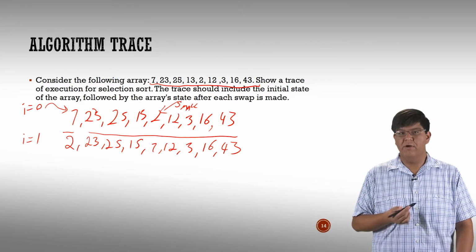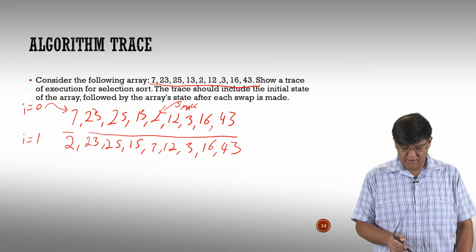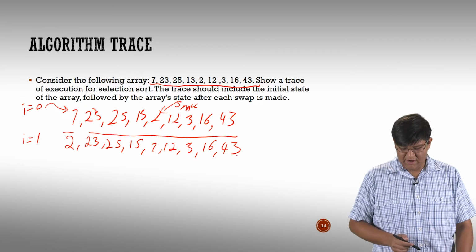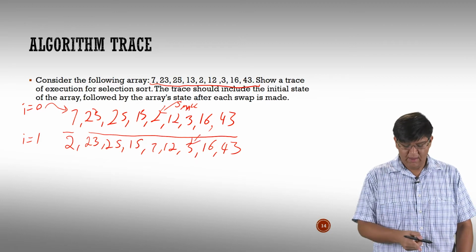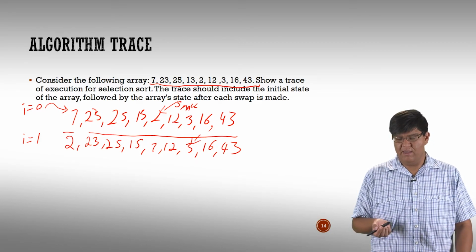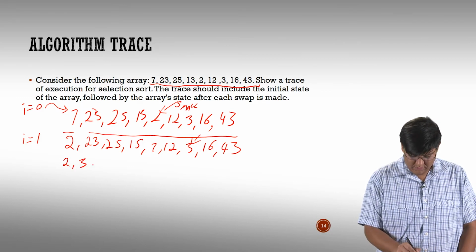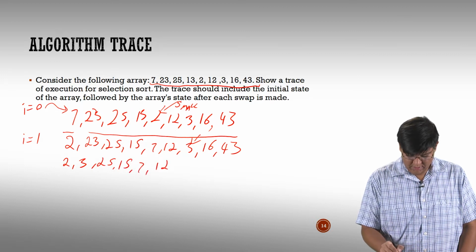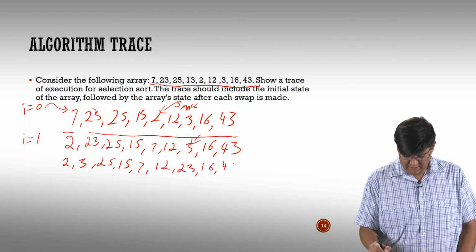So i equals 1. I'm going to find the smallest thing in this array from position 1 going forward: 23, 25, 13, 7, 12, 3, 16, 43. It looks like 3 is going to be the smallest one. So 3 is the smallest, and I'll have to move that forward. It gets swapped with 23, the thing that was at index i equals 1. So my next line has 3, and then my 23 gets moved forward. That stuff stays the same.